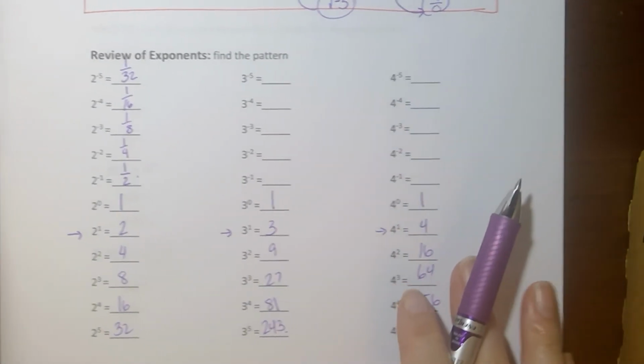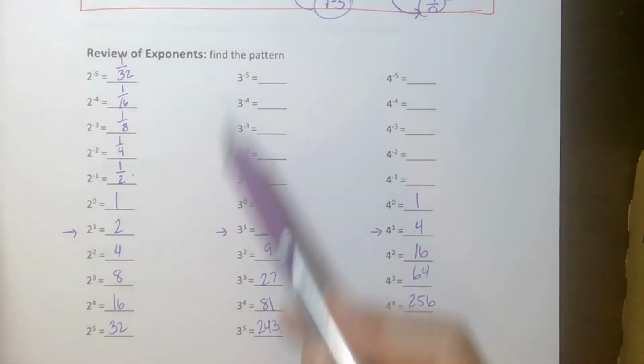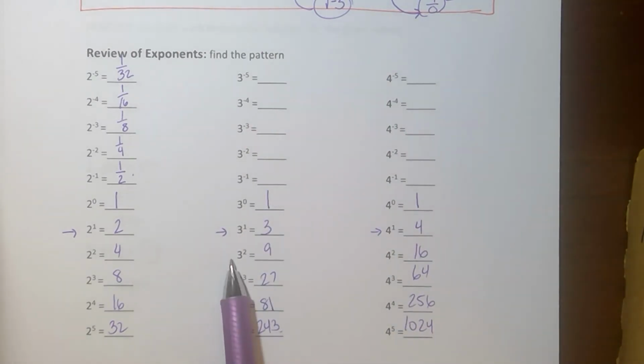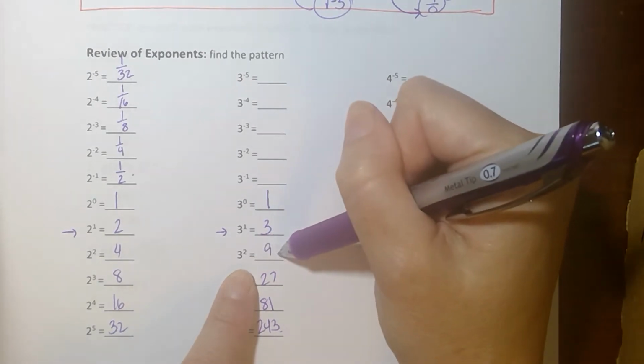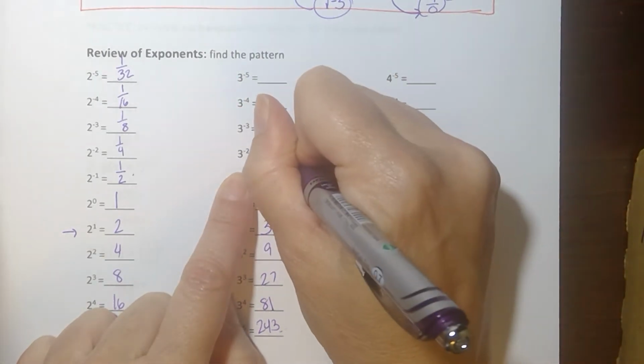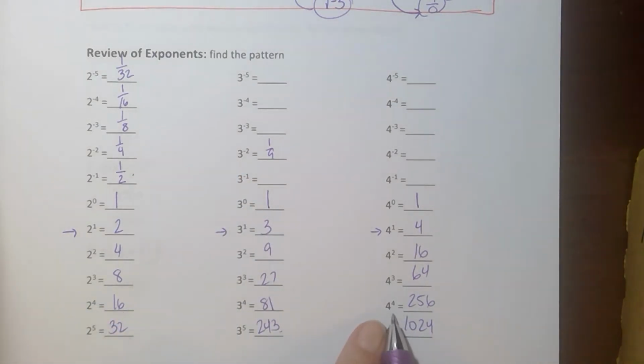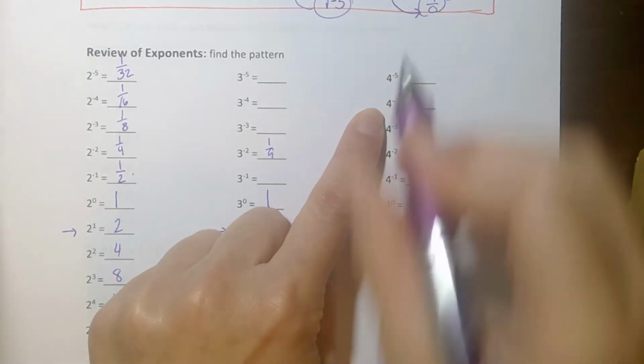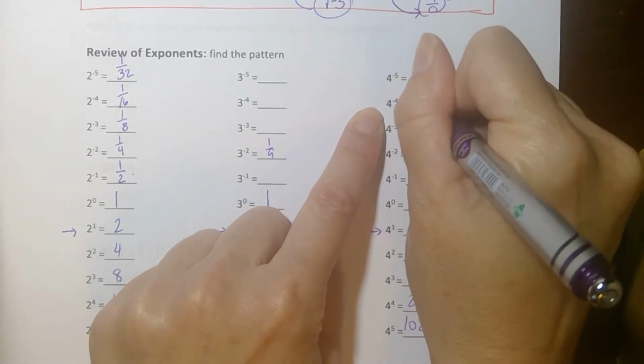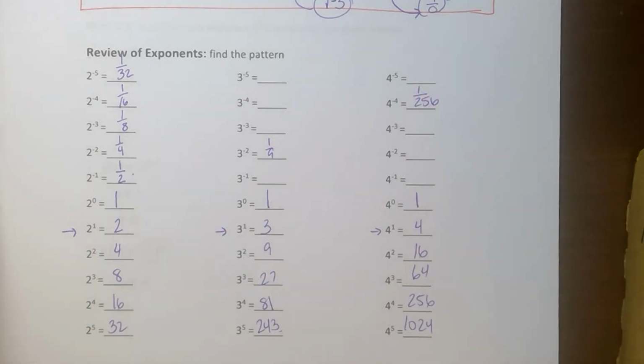Now that you can recognize this pattern, hopefully you can fill in these values for base 3 and base 4. For example, 3 squared is 9, so I know that 3 to the negative 2 is 1 over 9. Over here at base 4, 4 to the 4th is 256, so I automatically know that 4 to the negative 4th is 1 over 256. Again, I'm going to pause my video, fill in the rest of this page while you fill in yours, and then you unpause yours to come back.